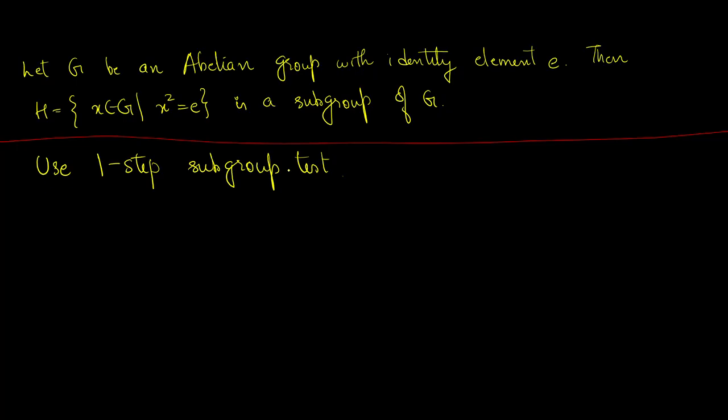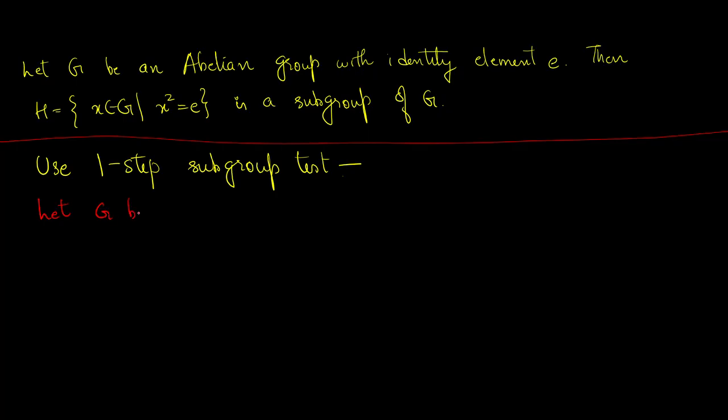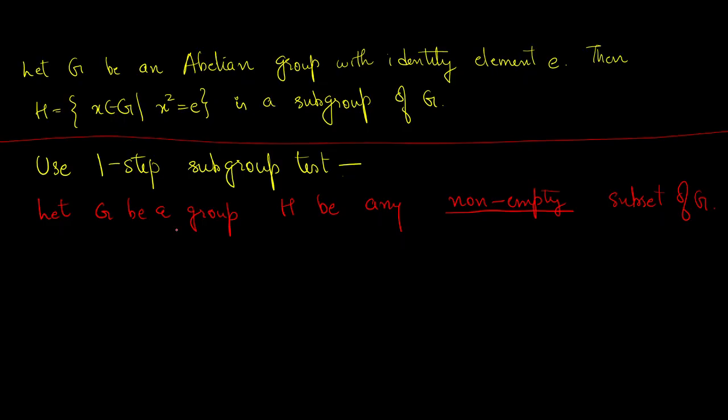Let G be a group and let H be any non-empty subset of G. Then if for all a, b in H, a b inverse is already in H, then H is a subgroup of G. Now I am going to use this notation, less than or equal to, for subgroup.